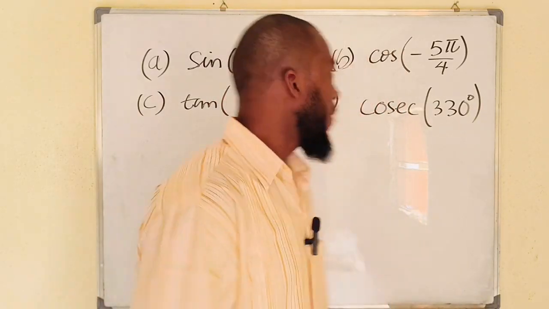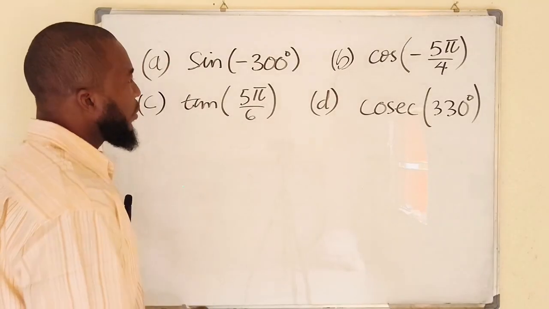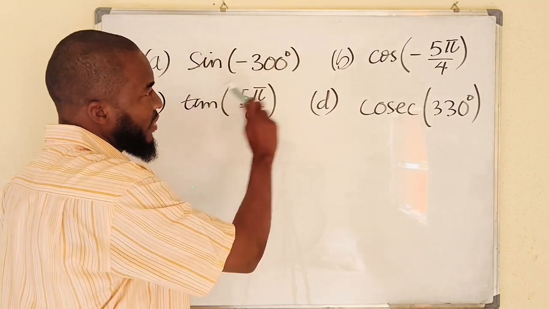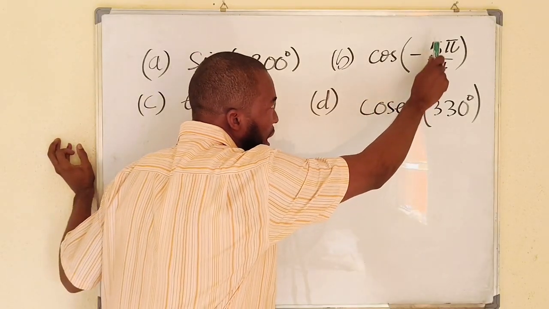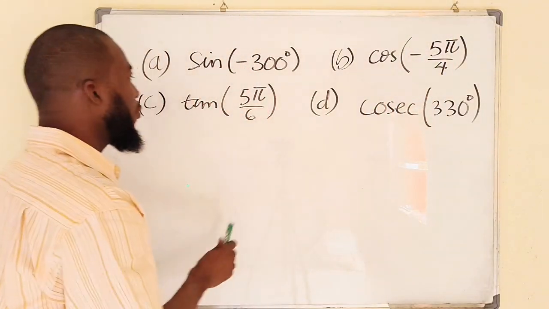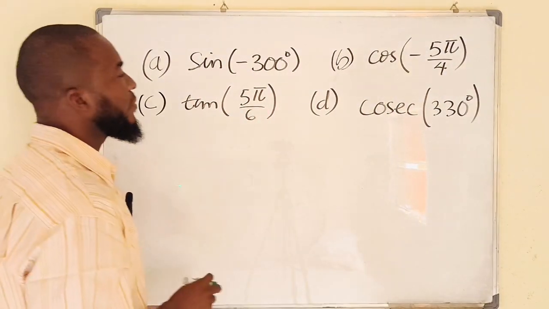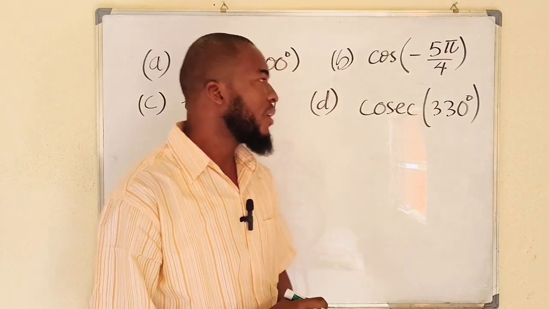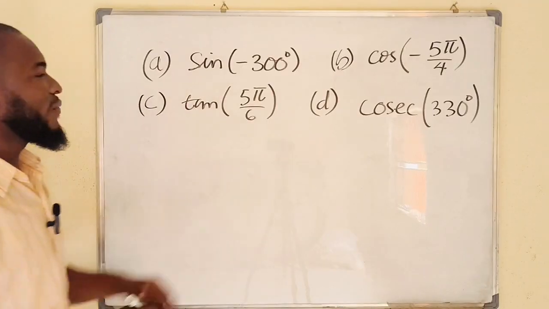Let's get started. The first one, we would like to find the sine of negative 300 degrees. Cosine of negative 5 pi divided by 4, tangent of 5 pi divided by 6, and cosecant of 330 degrees. Let's start with the first one.